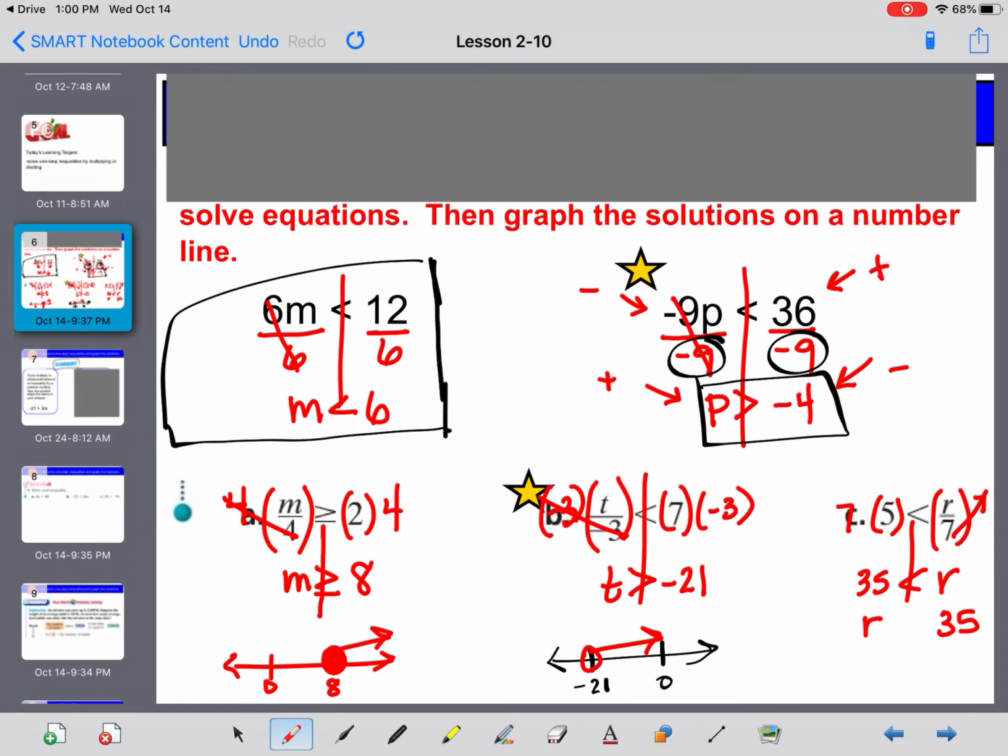Now I need to look at the original sign. When I look at this original sign, I see that it's showing that r is the bigger number. That means that even if I flip it around, that doesn't make r not as big. R is still the bigger number, so I need to make sure I'm showing that. And then on your number line, you're going to graph the solutions. Greater than 35 looks like that.